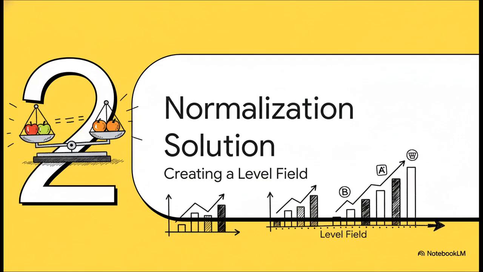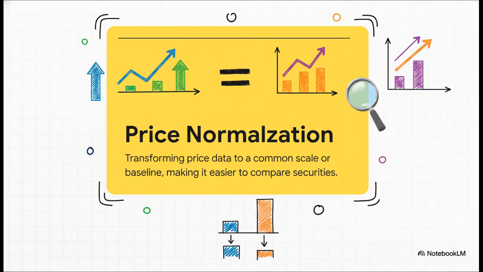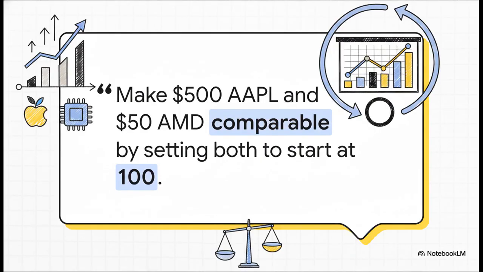This is the simple but really powerful technique that creates that level playing field we're looking for. It's called normalization, and it's the key to making true apples-to-apples comparisons in the market. So, what even is price normalization? Well, at its core, it's just a fancy way of saying we're going to transform all the price data to a common scale. So instead of one stock starting at 180 and another at 450, imagine if we could just press a button and make them both start at the exact same value. Like, say, 100.